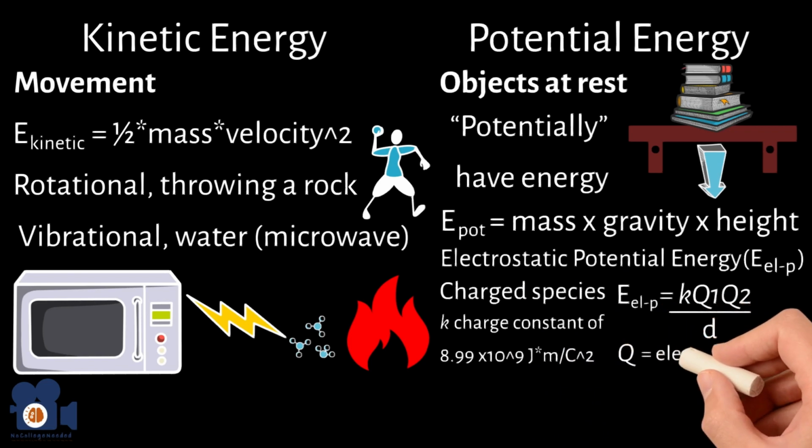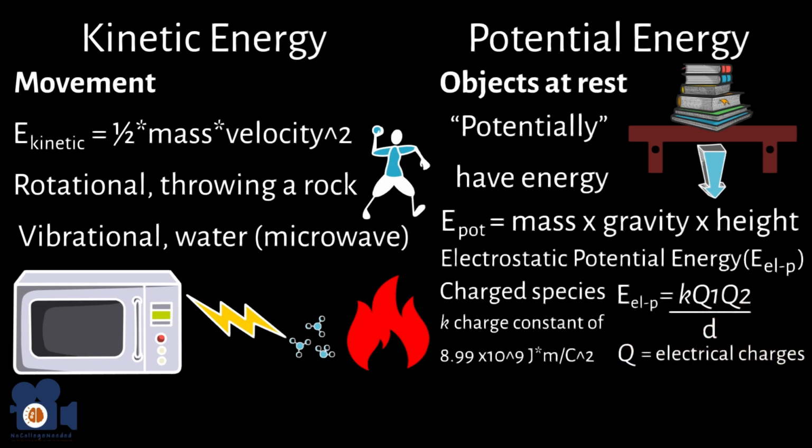Q1 and Q2 are the electrical charges of specific species you're looking to calculate, and D is the distance between the species. I hope this explanation helps, and if you have any further questions, feel free to ask.